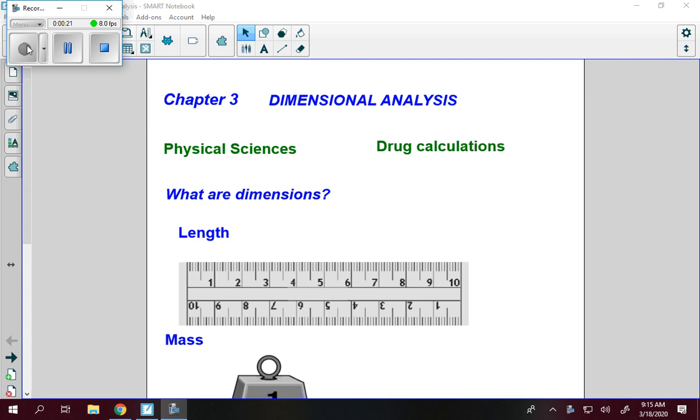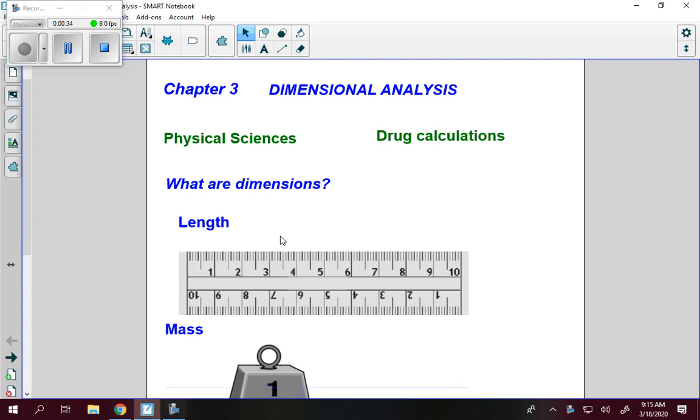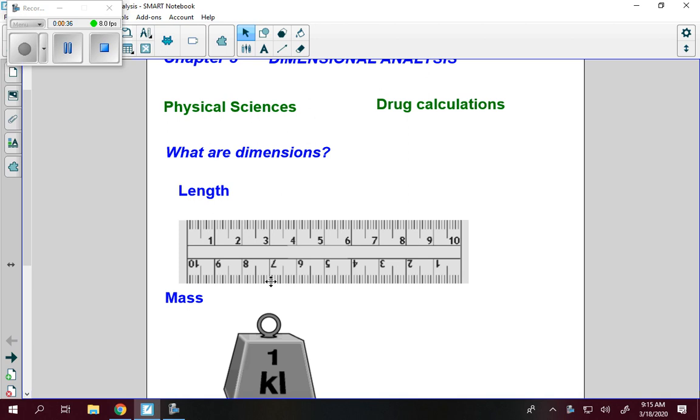So let's figure out how to set these problems up. When do we use dimensional analysis, though? We use it in physical science, in drug calculations. What are dimensions? Well, good question. They are length. You can measure in length.